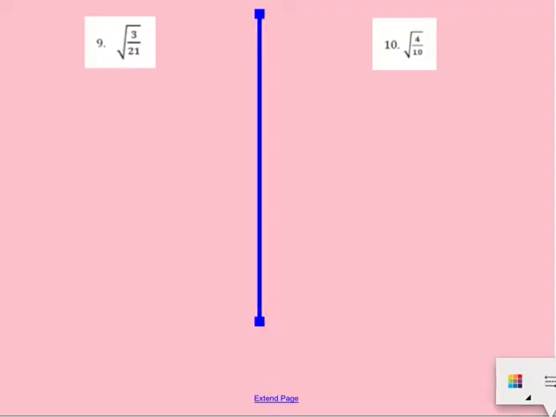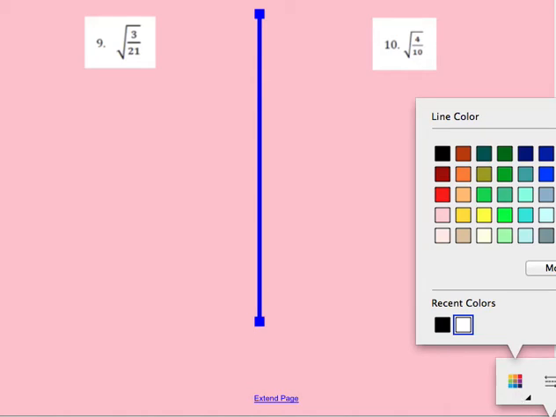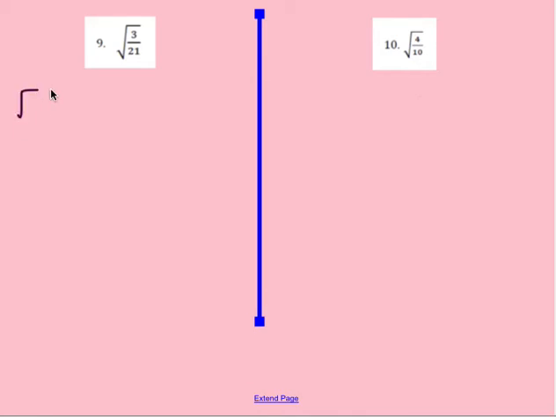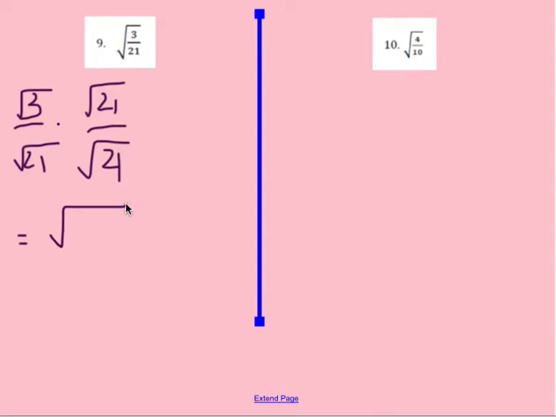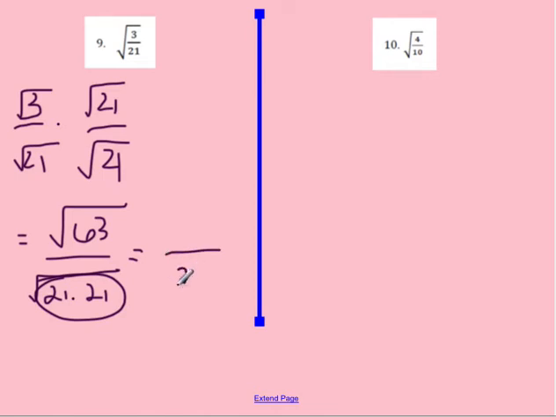So for number 9, I'm going to split up. 3 and 21 cannot be simplified down anymore. So I'm going to end up getting the square root of 3 divided by the square root of 21. So I'm going to have to rationalize the entirety of the square root of 21. So when I multiply underneath the radical, 3 times the square root of 21 ends up giving me 63. Then I'm going to have the square root of 21 times 21. So again, I'm going to have that pair of 21s down in the bottom. So I know the denominator of my new fraction will be 21.